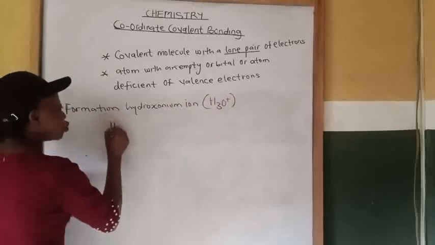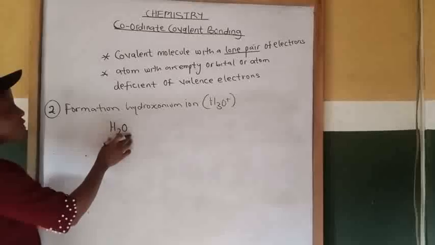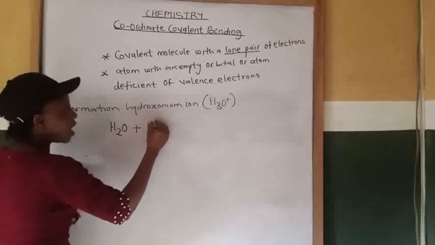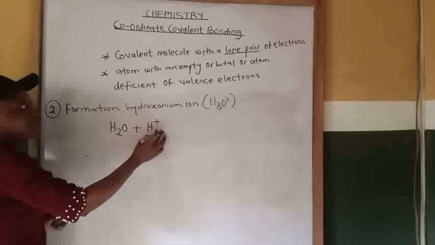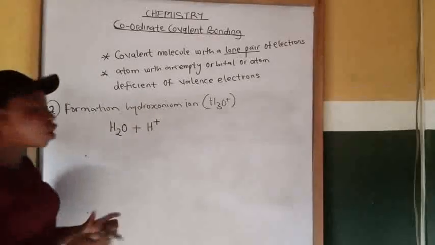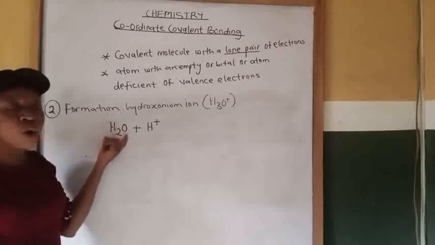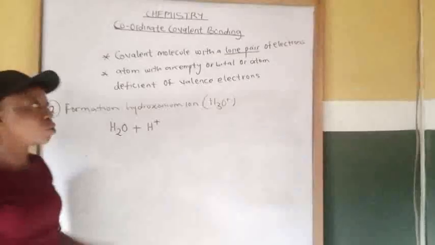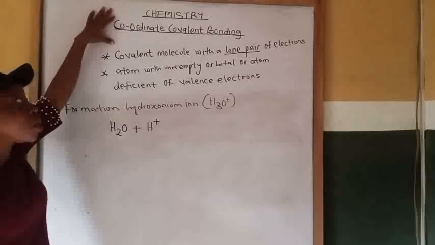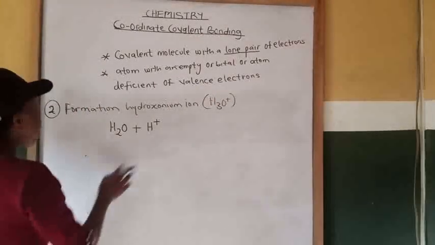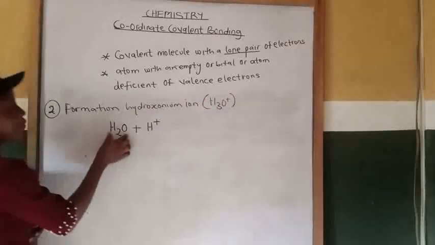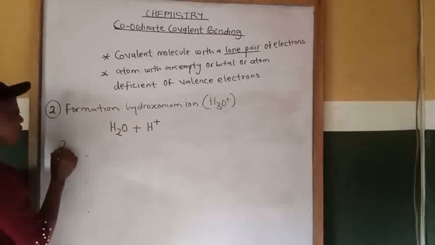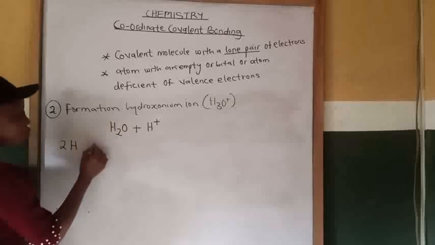So we can bring out H2O. H2O, which is known as the water molecule, is a covalent molecule. Then plus hydrogen ion. The hydrogen ion is an atom with an empty orbital. So therefore, when a covalent molecule, the water molecule, reacts with a hydrogen ion, the hydronium ion, H3O plus, will be formed, which is a coordinate covalent compound. So let's see the formation of the hydronium ion. The first thing is to draw the structure of the water molecule. The water molecule consists of two hydrogen atoms and one oxygen atom.